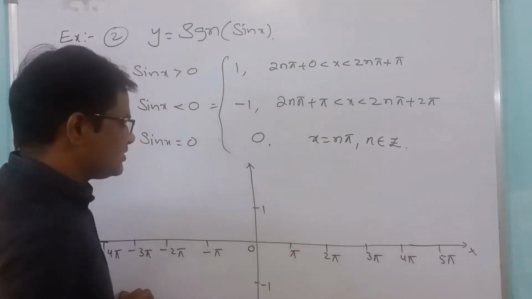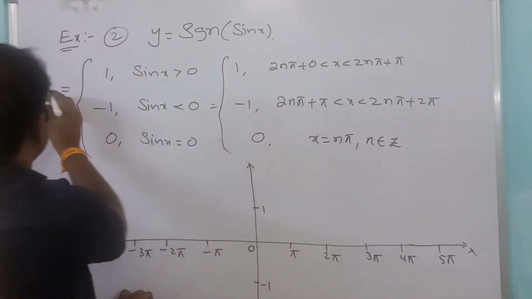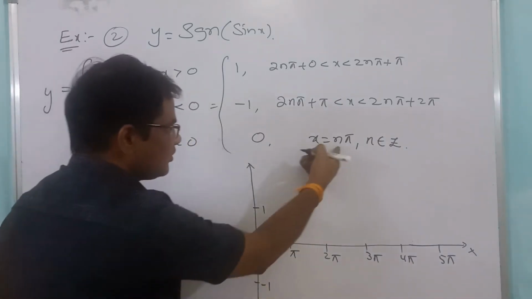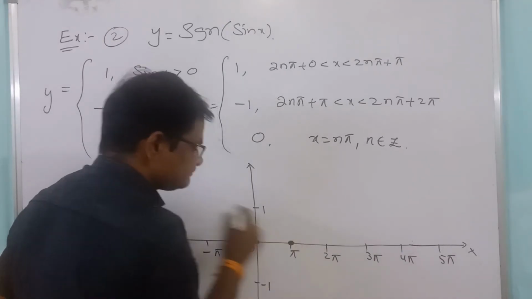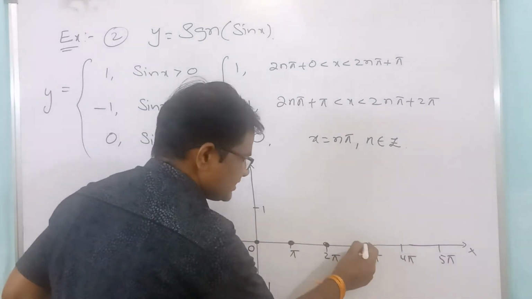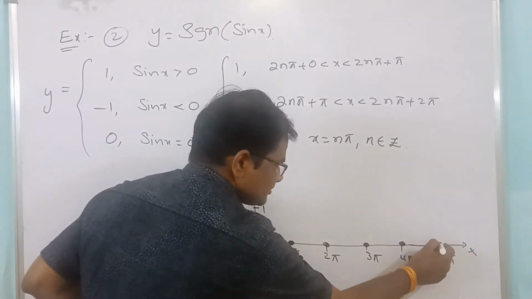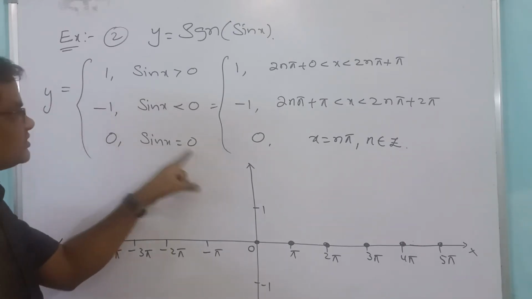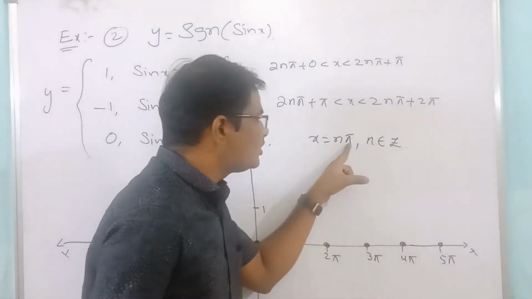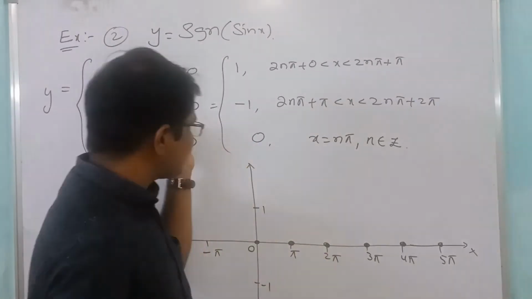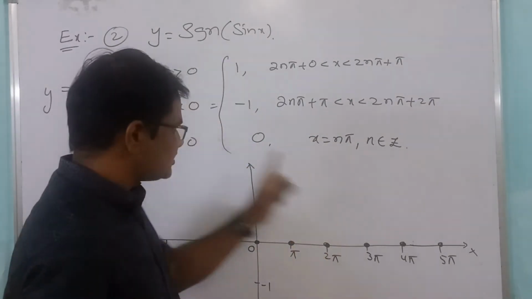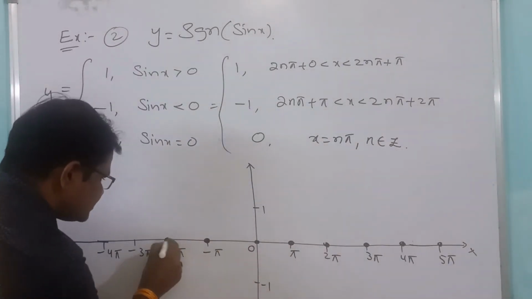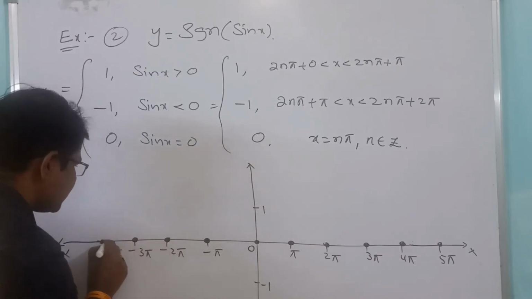x equal to 0. When sin x equal to 0, the y value is 0. X equal to 0, sin is 0. X equal to pi, so here also a point is there, here also a point is there. Because when sin x equal to 0, y equal to 0, means y equal to 0 for x equal to n pi. X equal to 0, y value is 0. X equal to pi, y value is 0. X equal to 2 pi, y value is 0. Like that, minus pi also y value 0, minus 2 pi, minus 3 pi, minus 4 pi.